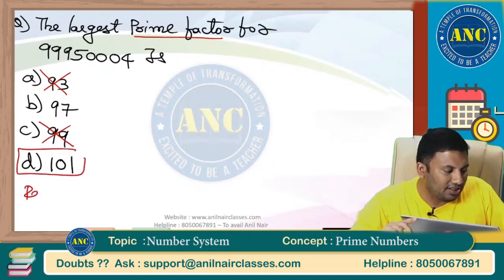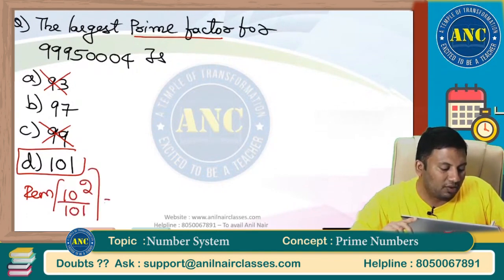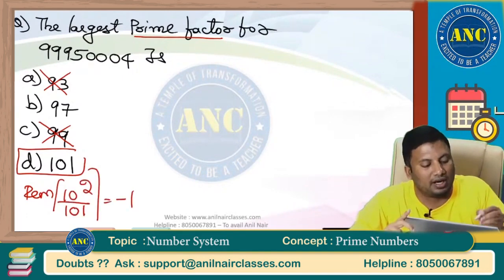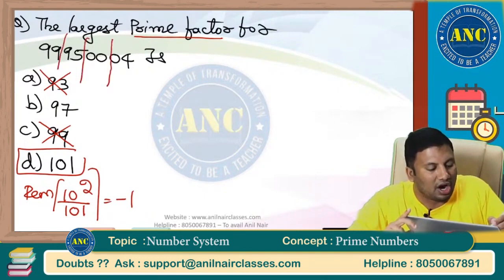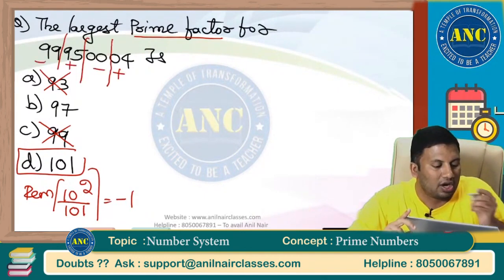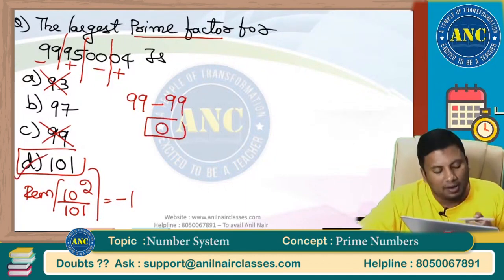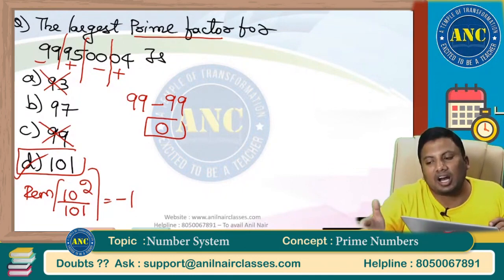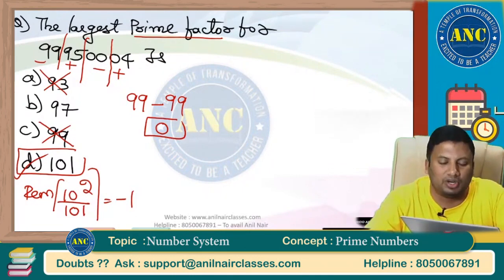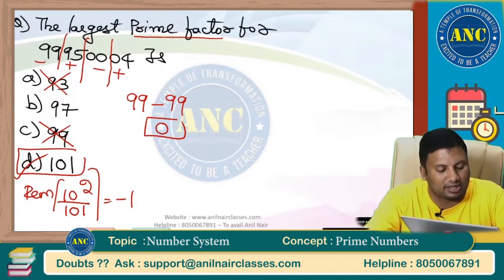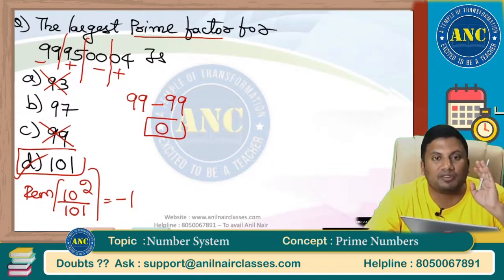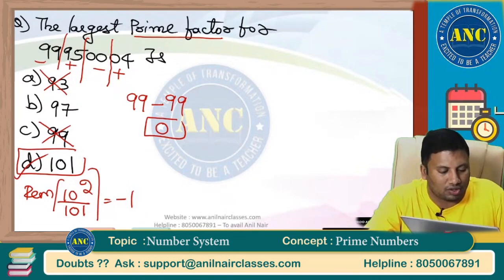101: 10 square gives remainder minus 1 when divided by 101. Take a group of 2 digits, alternately plus and minus. 95 plus 4 is 99, minus 99 is 0. The answer is divisible by 101. By knowing this concept, start from the right-hand side, take a group of 2 digits, alternately add and subtract, and you are able to solve the question very fast.